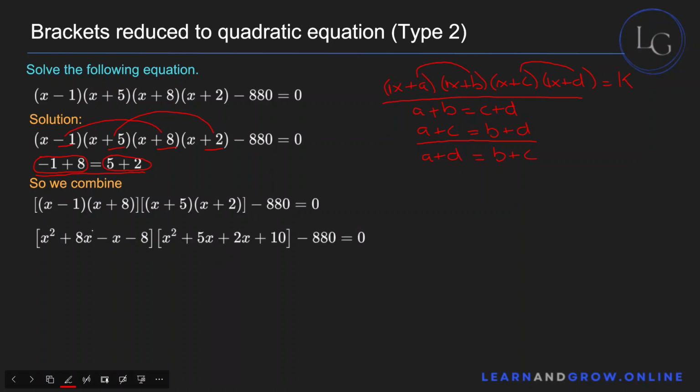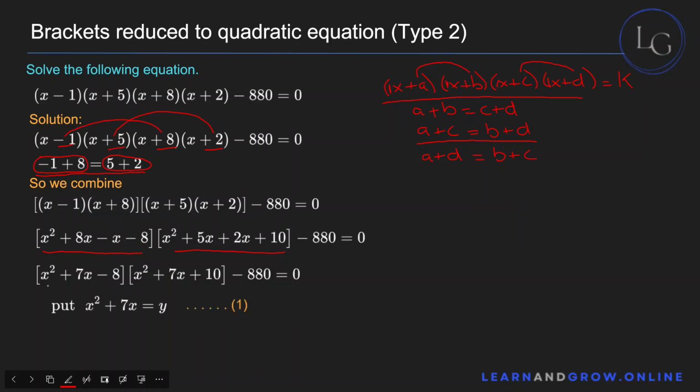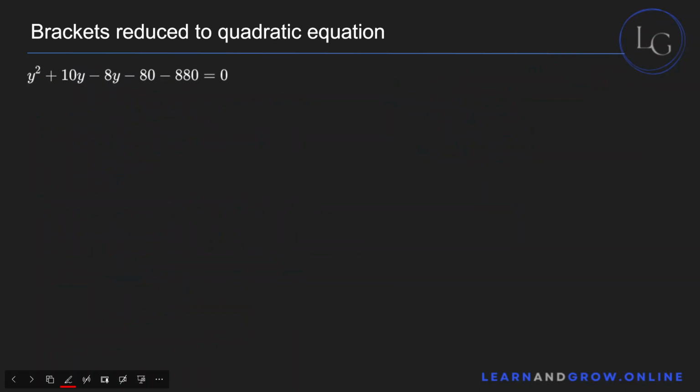Now, after expanding these two brackets, you get these two quadratic expressions. And now you'll put x squared plus 7x equal to y, as x squared plus 7x is common in both brackets. So this now becomes (y minus 8) multiplied by (y plus 10), and this constant remains as it is, minus 880. Now, when you expand that, you get this quadratic equation here.